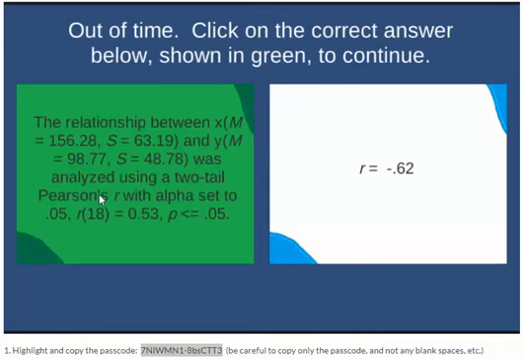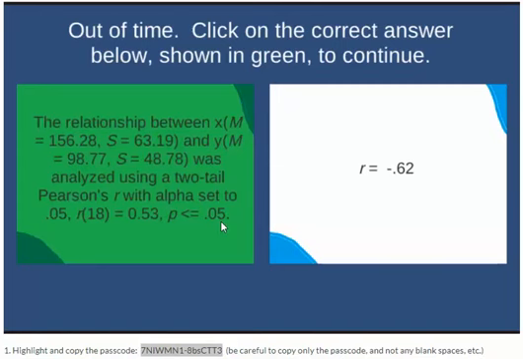So that's letting us know whether it's one tail or two tail, and that it was Pearson's R instead of, for example, something like Spearman's rho. Our alpha is set at 0.05. Here's the italicized R indicating it's Pearson's R. We have 18 degrees of freedom. It's equal to 0.53. And the p-value is less than or equal to 0.05, which would tell us the result is statistically significant and we can reject.